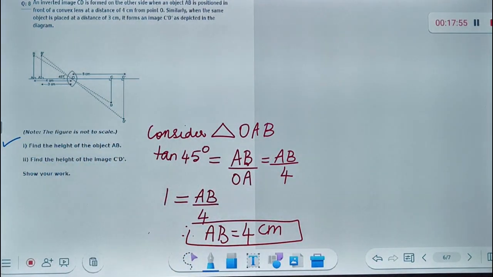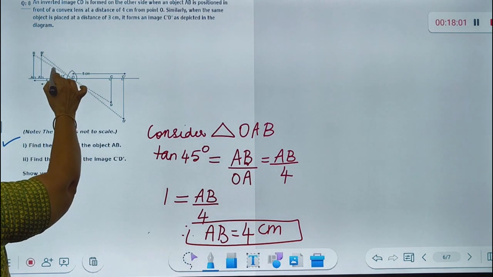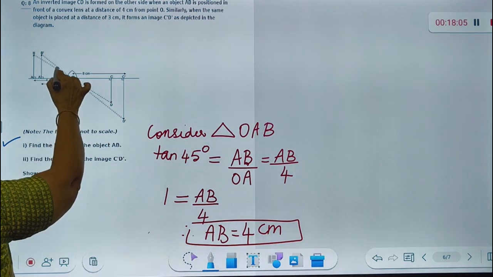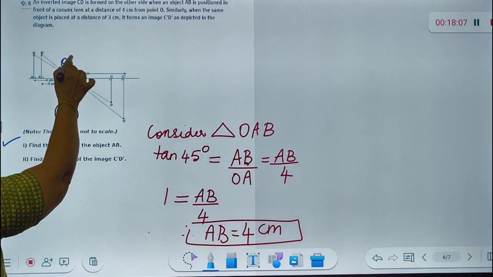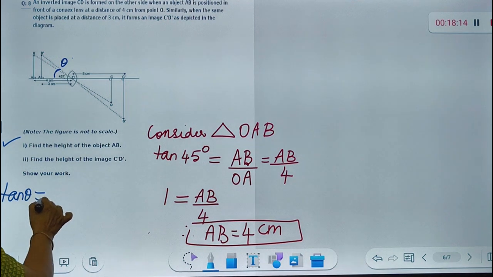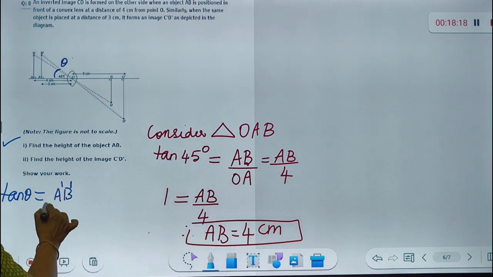So what have we found? We have found the length of AB, which is 4 centimeter. Now this angle is 45. When it is moved to this position, let this angle, the bigger angle, be theta. Now tan theta will be A'B' by 3.